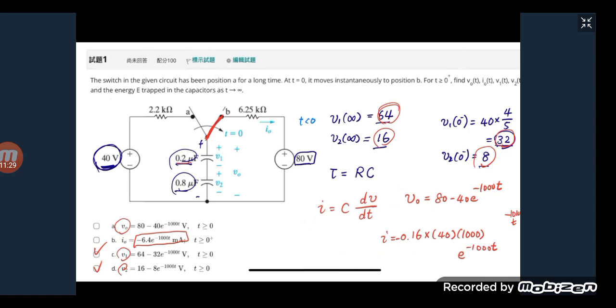And it's easy to find the energy stored in the capacitors when we use this. Okay, any questions? These options are all correct, right? Any questions?